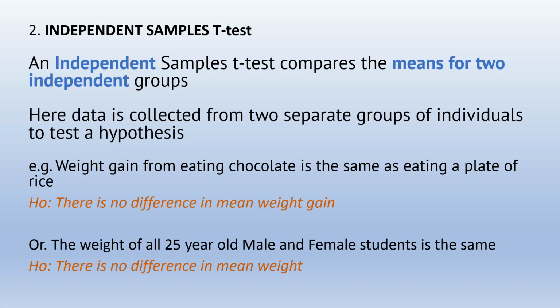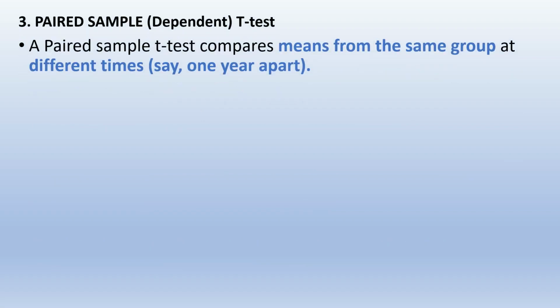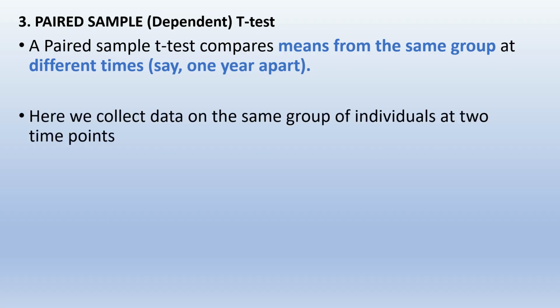So let's look at another t-test, which is called a paired sample t-test, or the dependent t-test, as you hear it. It is paired, or it depends on each other. A paired t-test compares means of the same group at different time intervals. You collect data on the same group of individuals at 2 time points.